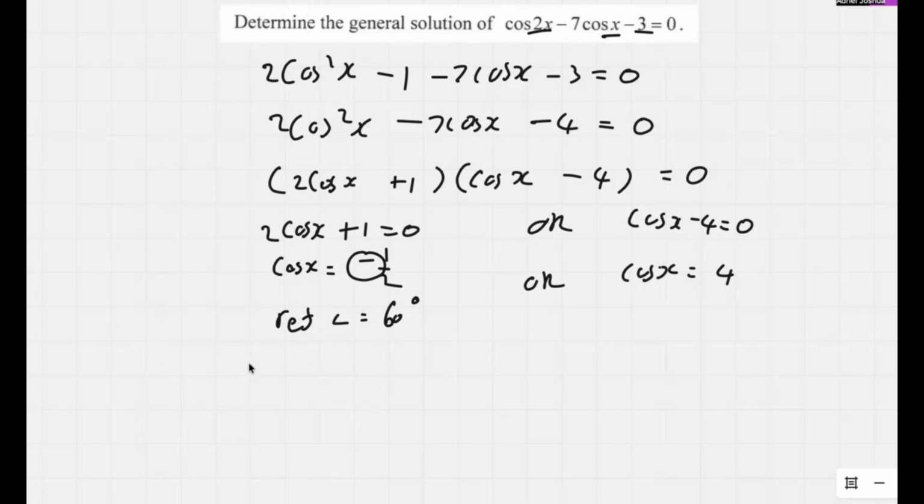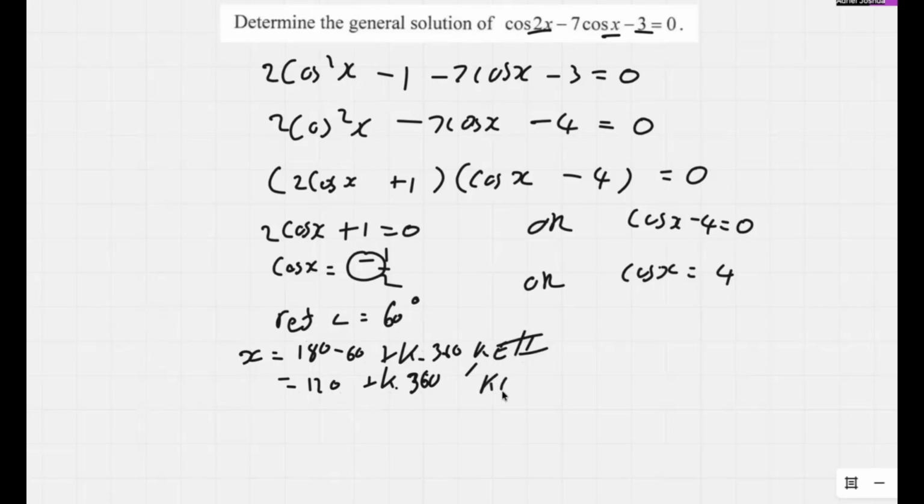So we know that the reduction formulae are as such. We'll say x is equal to, in the second quadrant, 180 minus 60 plus k times 360, and you're going to get 120 plus k times 360. Don't forget, k is an element of the integers here. And that's in the second quadrant.